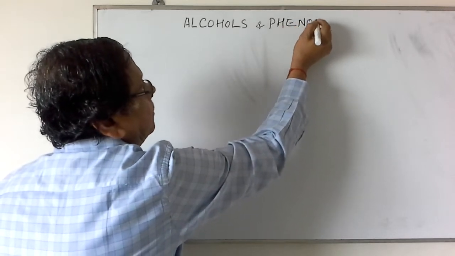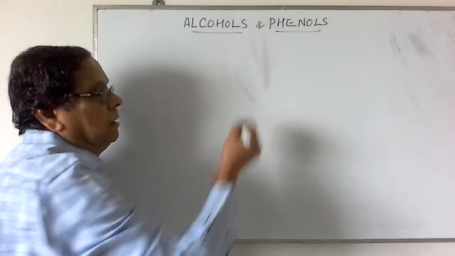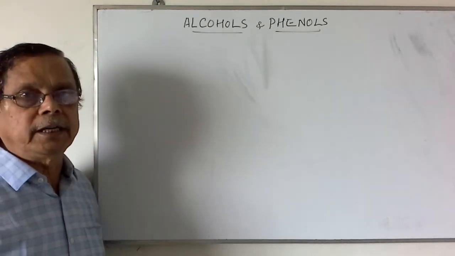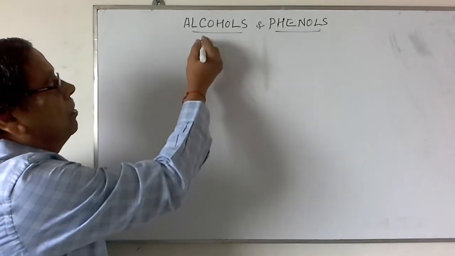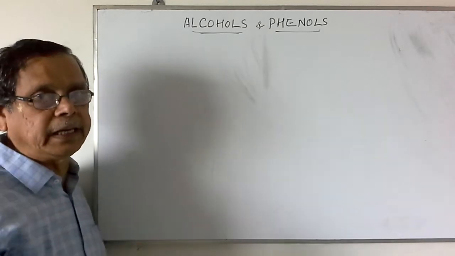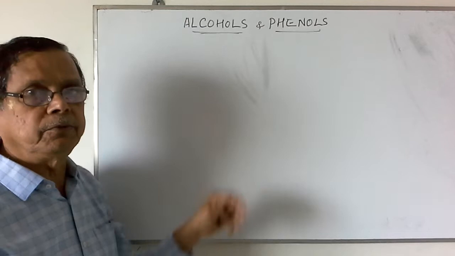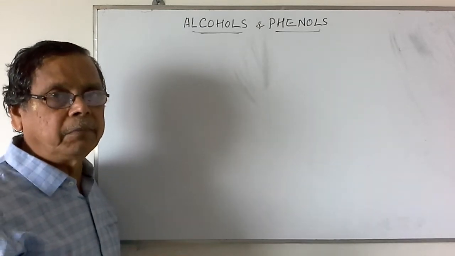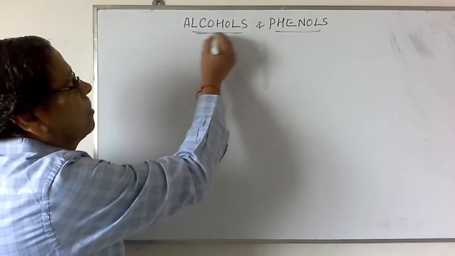So in the beginning we will take only alcohols, but phenols and alcohols both contain the same functional group, that is OH group. In the alcohols, the OH group is attached to the carbon atom which is aliphatic in nature, while the phenols are the compounds which contain the same OH group but directly attached to the aromatic system. So first we will take these alcohols.